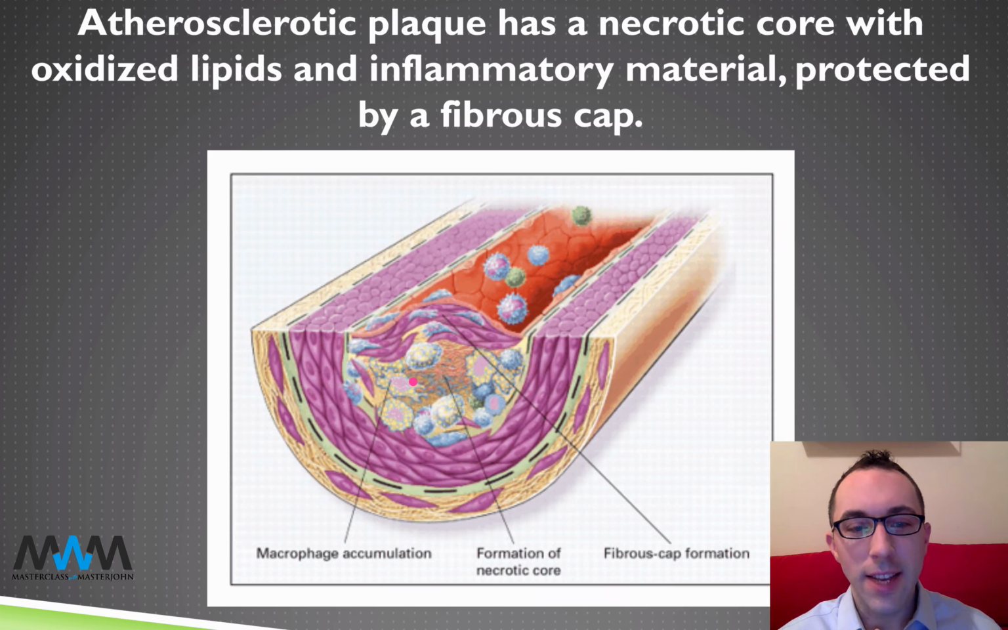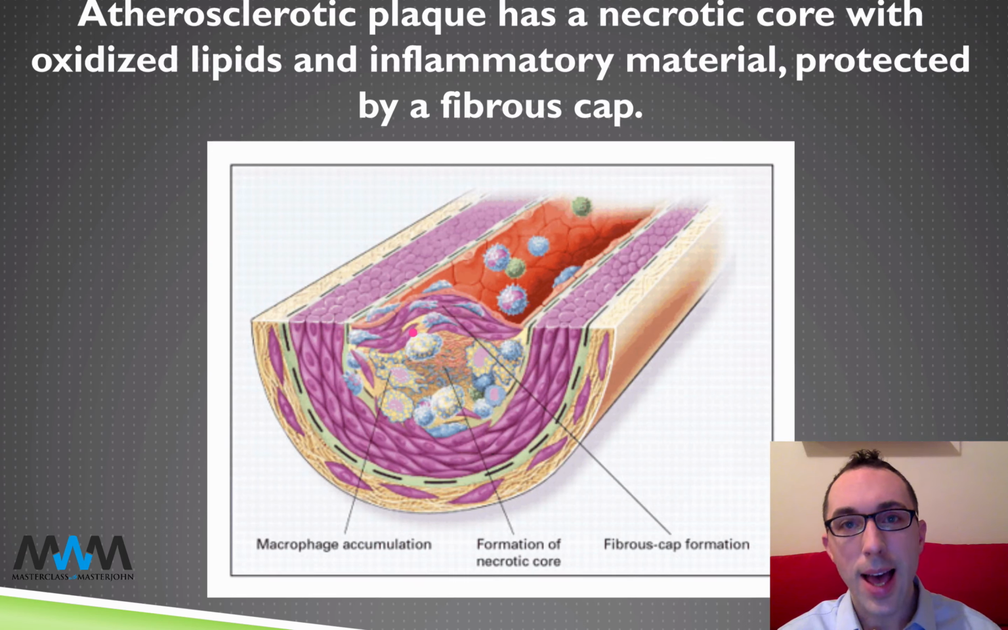Then, in very severe cases, they begin to die and spill out their contents and form what's called a necrotic core. These purple cells are smooth muscle cells. They migrate on top of the plaque, but still behind the endothelium. They set up shop and they lay down a collagen-rich fibrous cap in order to protect the contents of the necrotic core from spilling out into the blood, where it would be an inflammatory liability.